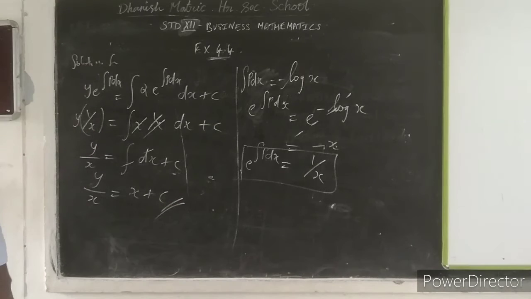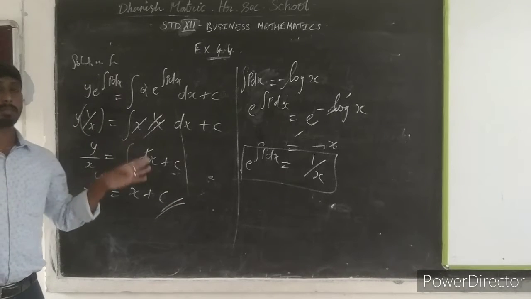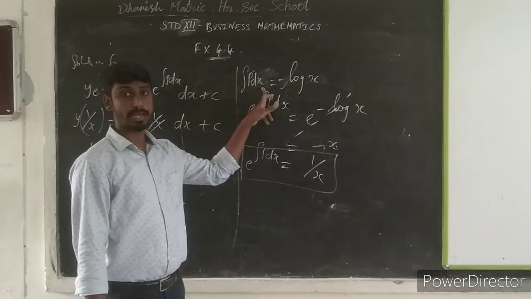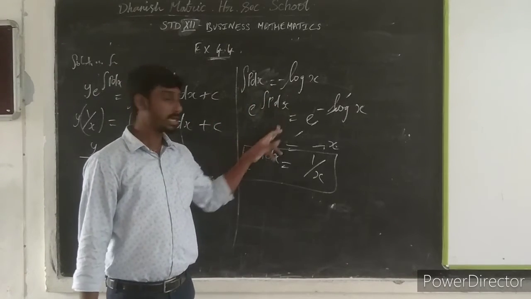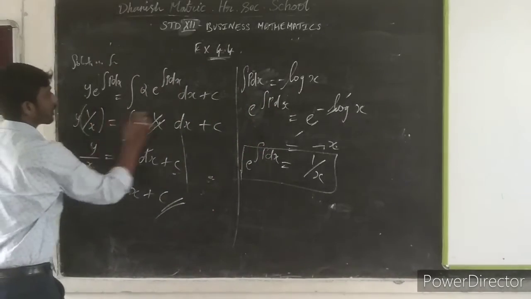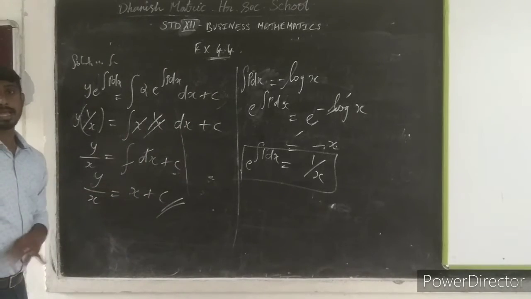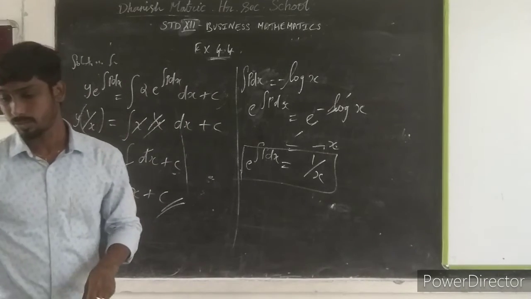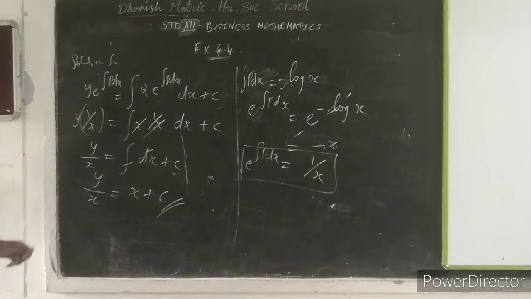So it is very simple: first find the integral of P dx, then e power of integral of P dx, then substitute into the solution form and you get the answer. Very easy method. Now let us see the second question.